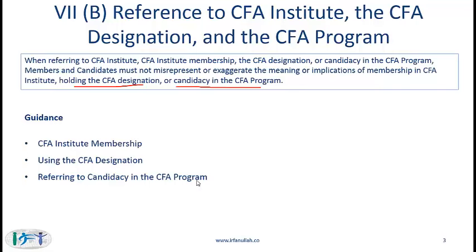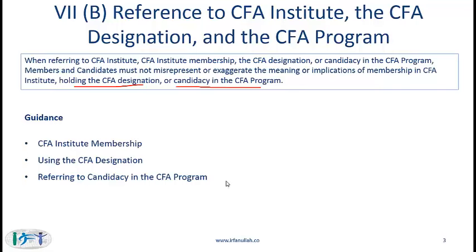Referring to candidacy in the CFA program, if you are participating in the CFA program and let's say you have cleared the level 1 exam, it is appropriate to state the fact that you are participating in the program, you have cleared the level 1 exam, and perhaps you have signed up for level 2. So stating the facts is acceptable. However, if you claim a partial designation, for example, if you say I am a level 1, that is not acceptable under Standard 7B.